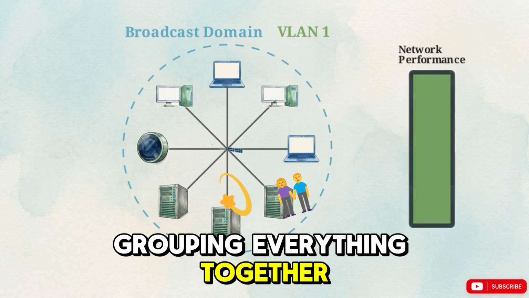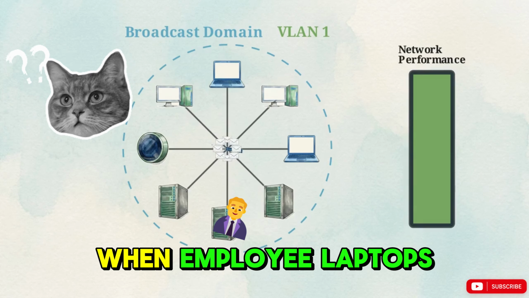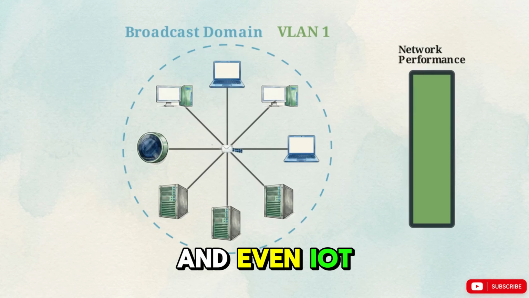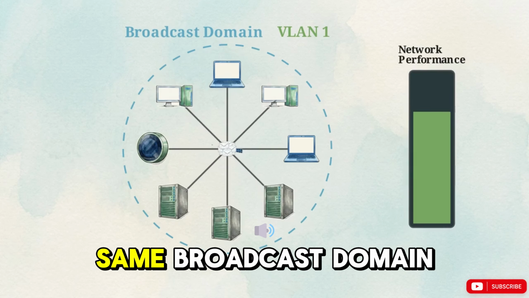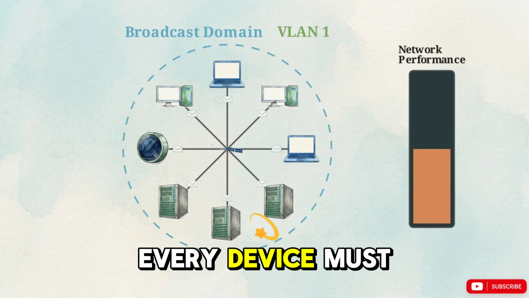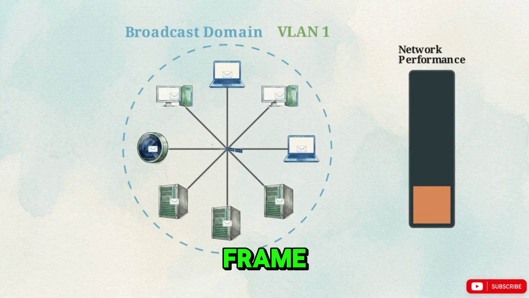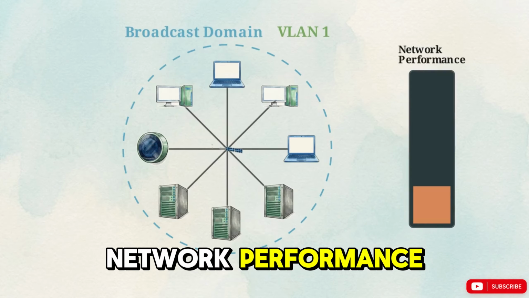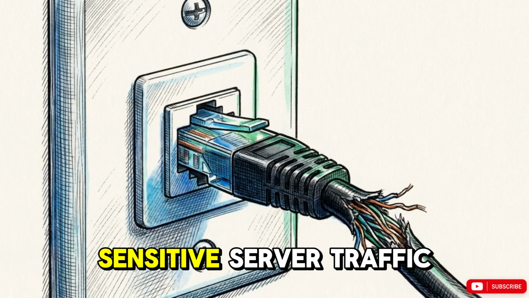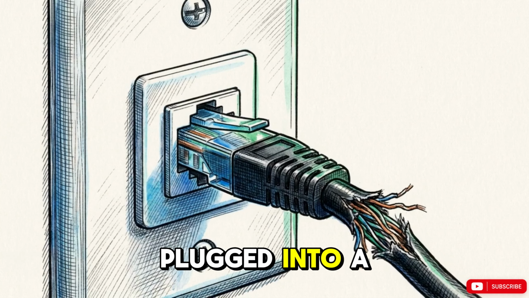Grouping everything together creates immediate problems. When employee laptops, secure servers, and even IoT devices share the exact same broadcast domain, every device must process every broadcast frame. This degrades overall network performance. Worse, it exposes sensitive server traffic to any device plugged into a wall jack.